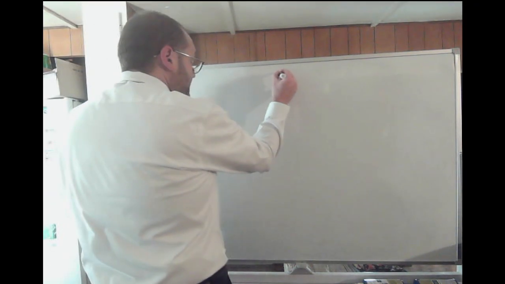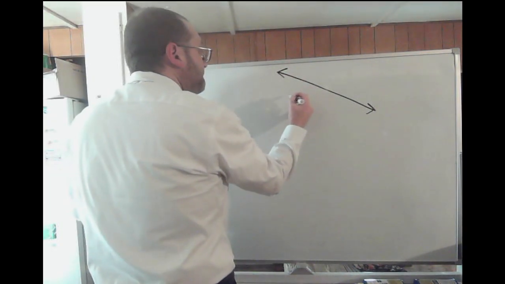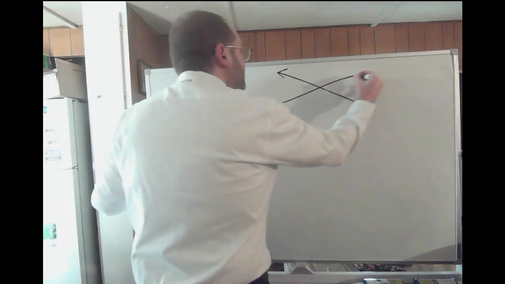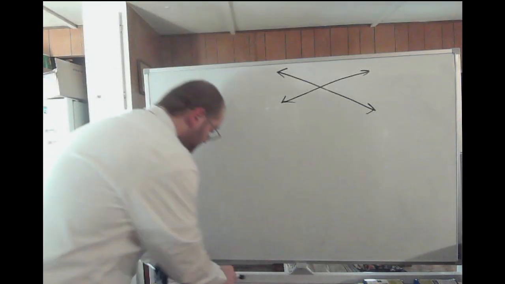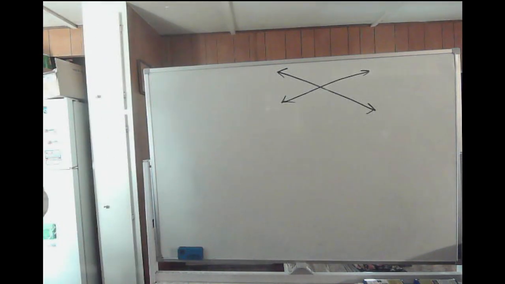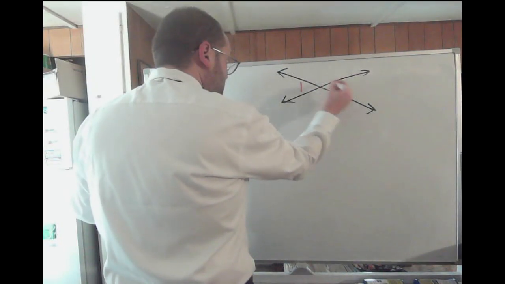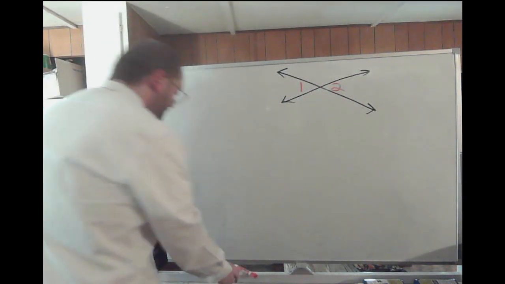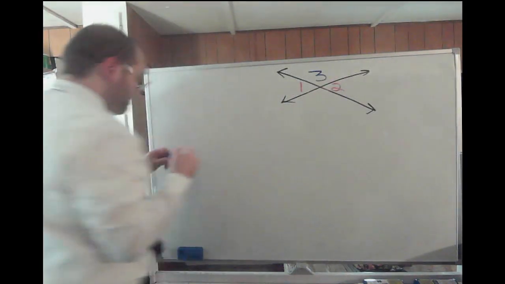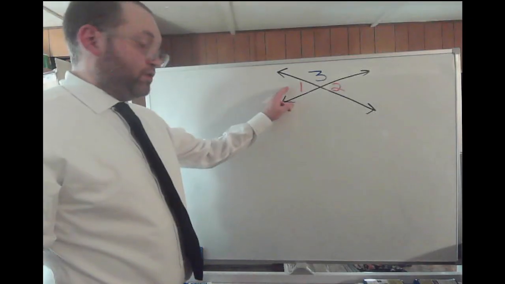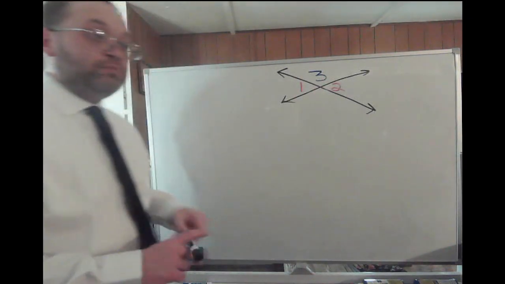Let me draw now a diagram here. Okay, let's see how it's worded. So, here I have a diagram of vertical angles with angles 1, 2, and 3. Now this is going to be a minor proof.